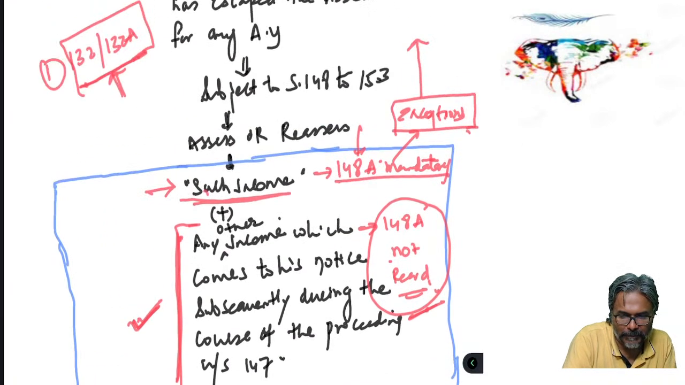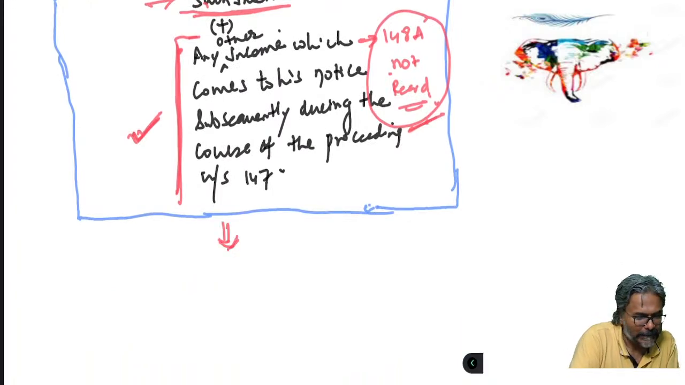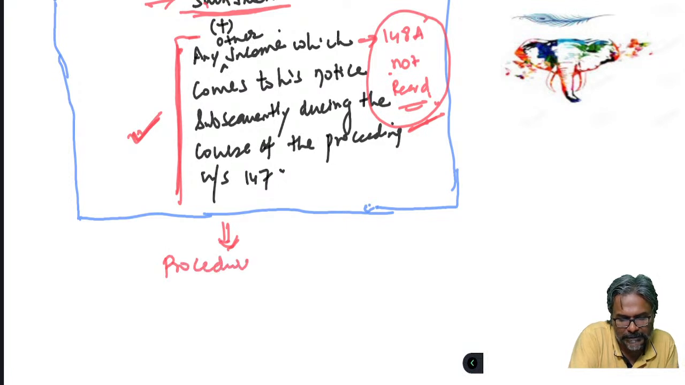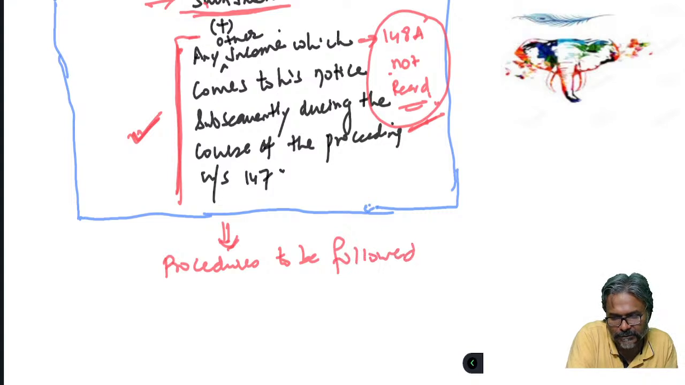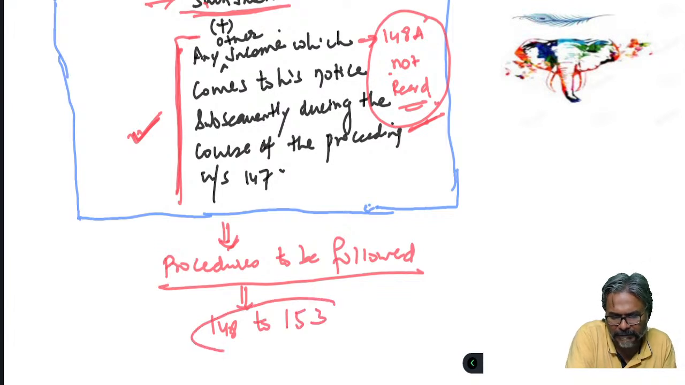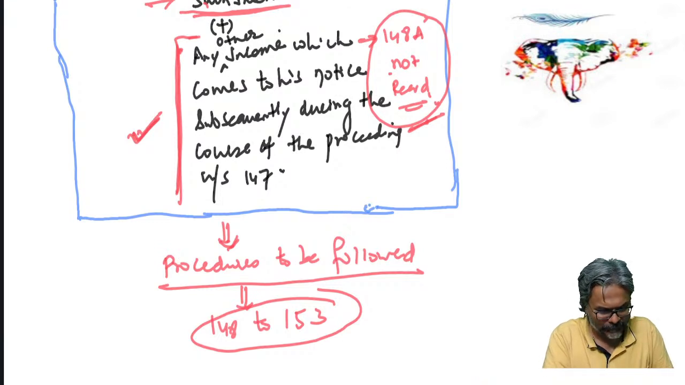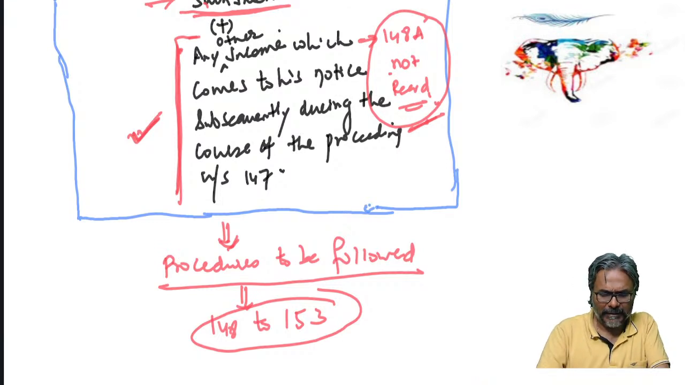Now, over here, please be careful. What is important is the procedures now. Students, the procedures to be followed would be under section 148 to section 153. Now I think, students, everything would be fine in terms of any disturbance. Let's proceed in this context.